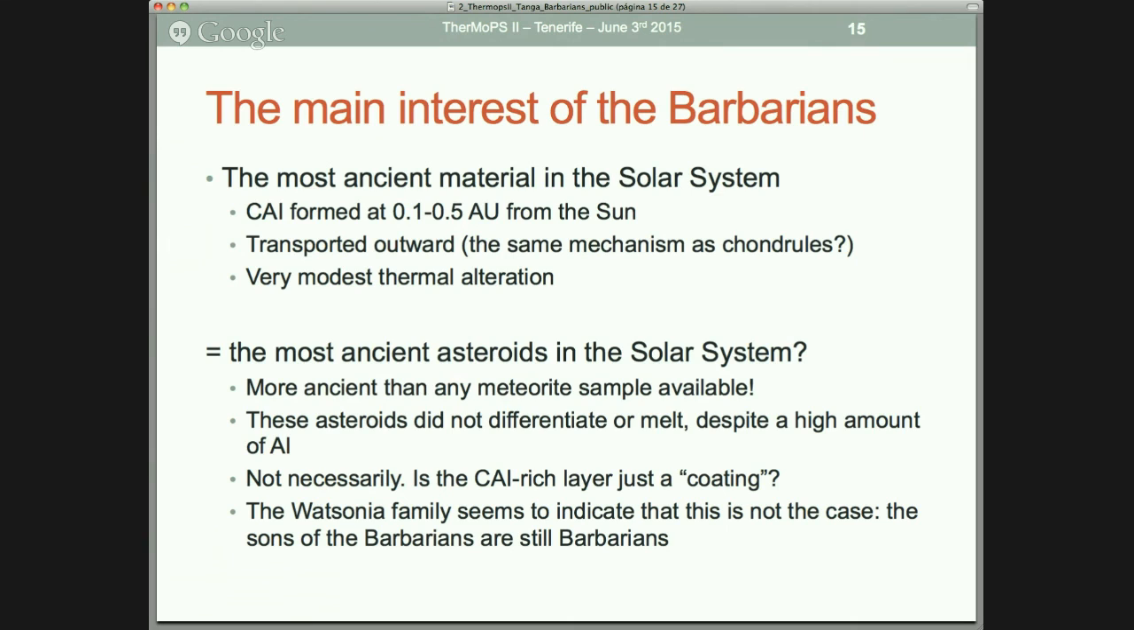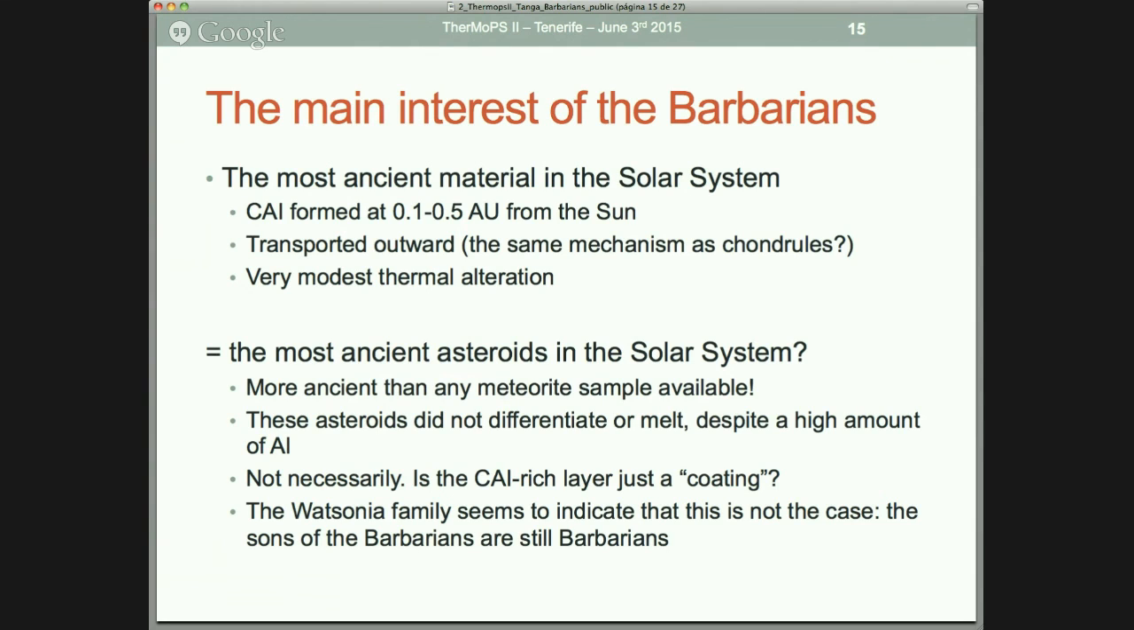But if it was just, for example, a coating layer on the surface of these objects, then it would be hard to find the families that are barbarians, because families come from the breakup of larger objects. And if you break up something that has a property related just to a thin layer, it's very difficult to transmit the same property to all the reaccumulated and fragmented family members. So we tend to think that this can be a property related to the bulk composition of the object.